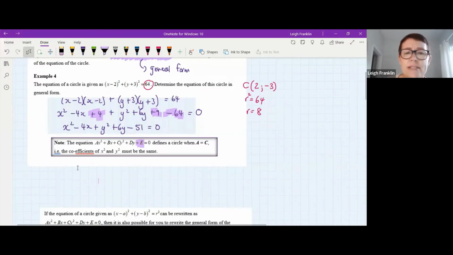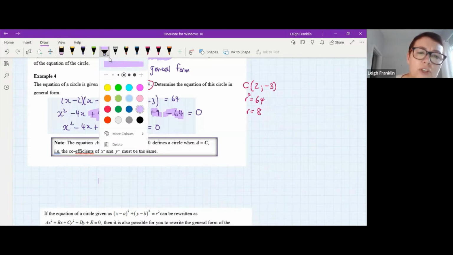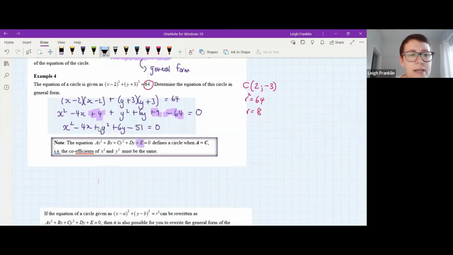So very, very easy. And I highly doubt, to be honest with you, that they would probably ask you to do that. But it is important that you are able to, in case it does come up.